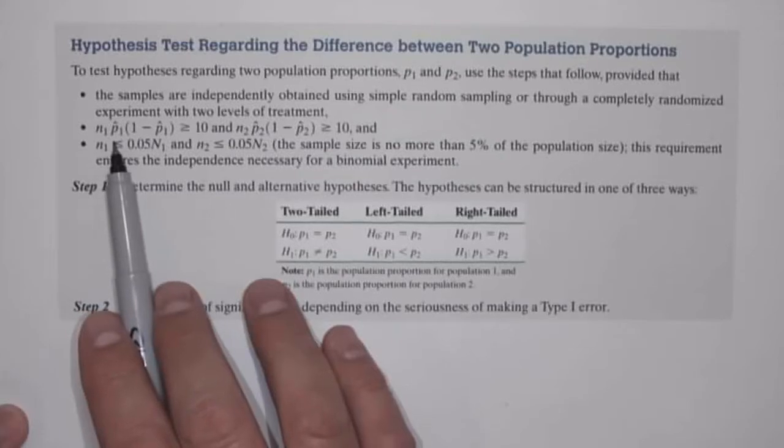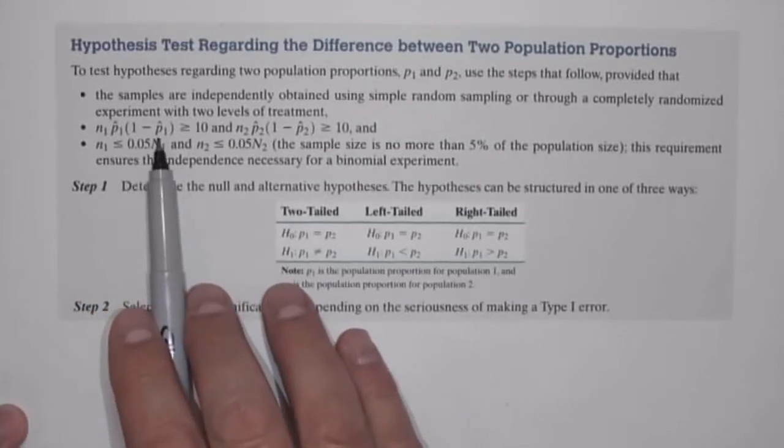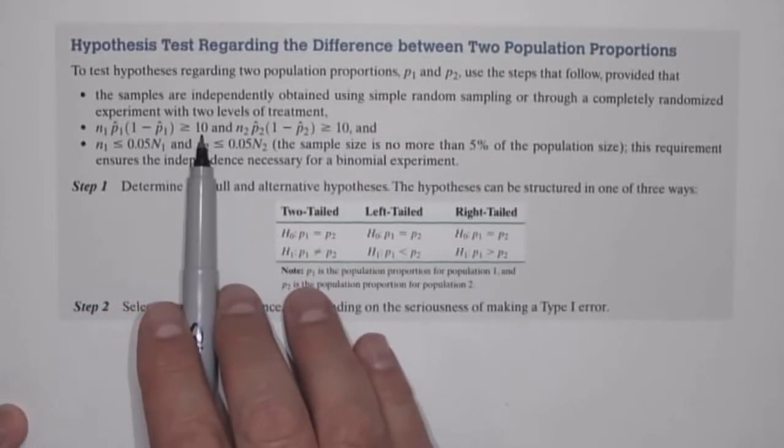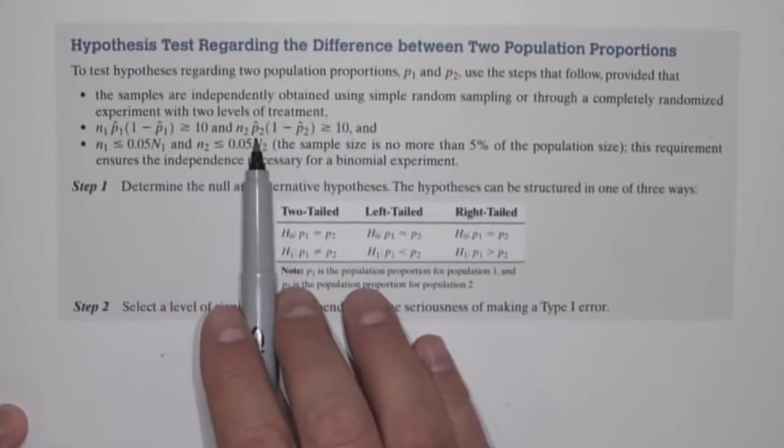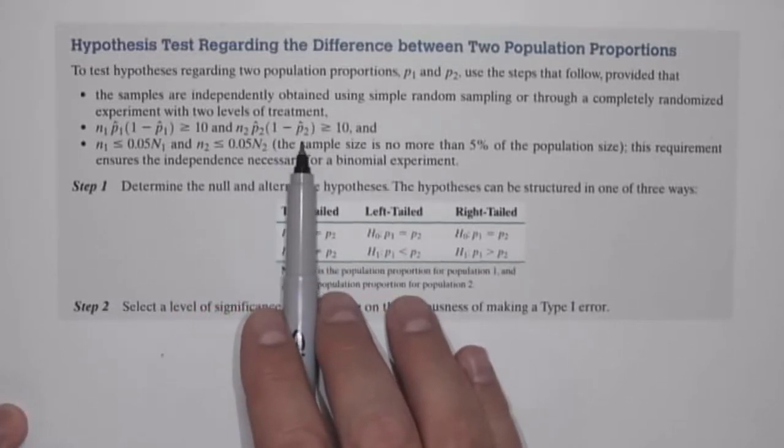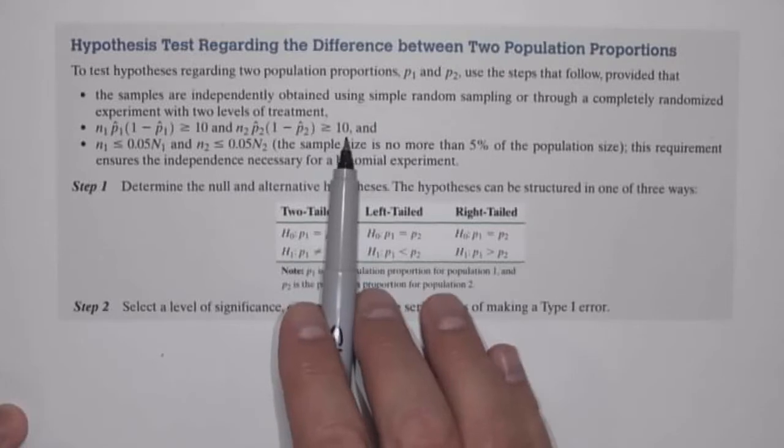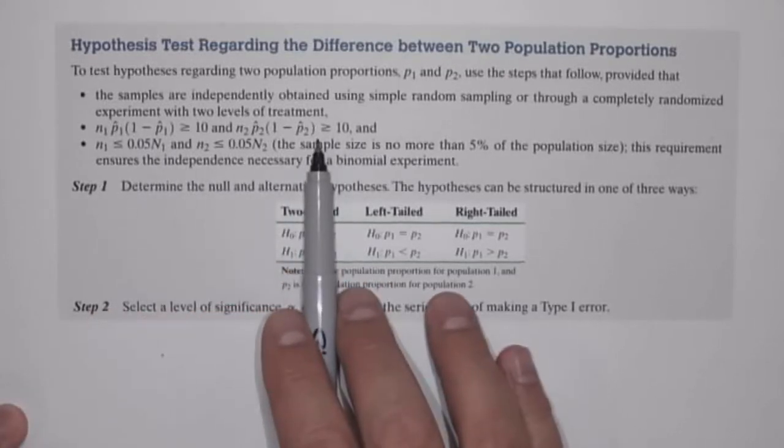Second, N1 times P hat 1 times 1 minus P hat 1 has to be greater than or equal to 10, and N2 times P hat 2 times 1 minus P hat 2 has to be greater than or equal to 10. Again, this requirement is necessary for the distribution of P hat 1 minus P hat 2 to be approximately normal.